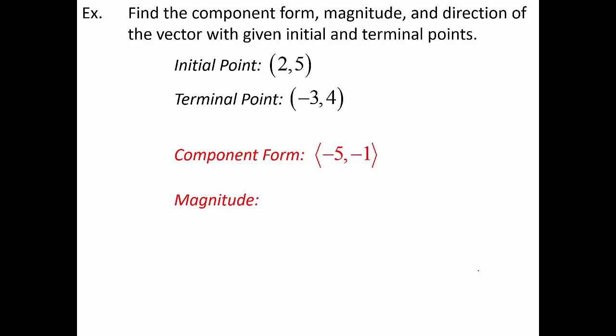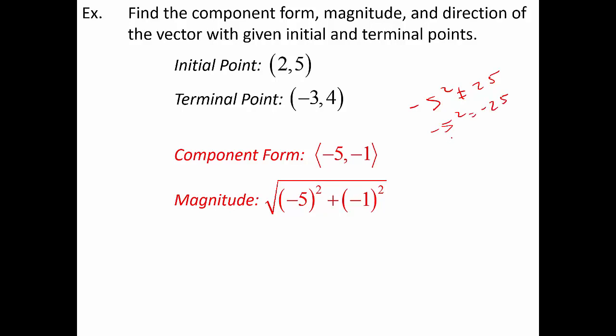For the magnitude, I'm going to use the Pythagorean theorem square root formula. So it'll be the square root of -5 squared plus -1 squared. Quick reminder, if you type -5 squared into your calculator, you will not get the right answer. The right answer for (-5) squared is supposed to be 25. If you type -5 squared without parentheses, you're going to get -25.